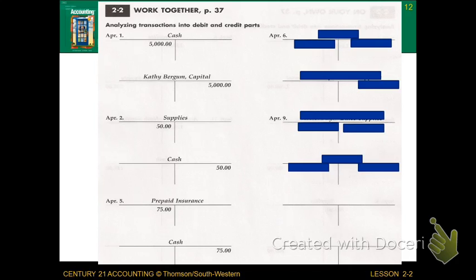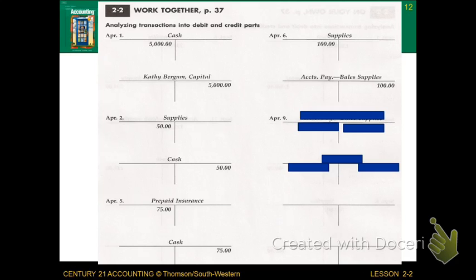April the 6th, bought supplies on account from Bales Supplies for $100. So, supplies is an asset, and they increase as debits. We bought it on account, that's debt, accounts payable, and our accounts payable increases as a credit, so that's going to be listed second. So let's list our supplies first. We gained supplies for $100, so our supplies increases as a debit, and our accounts payable increases as a credit. I have one debit, I have one credit in the correct order. So that's good to go. We're set to move on.